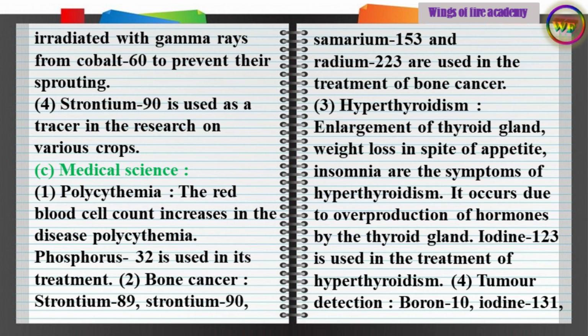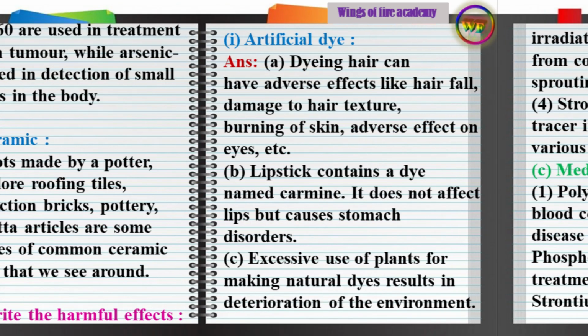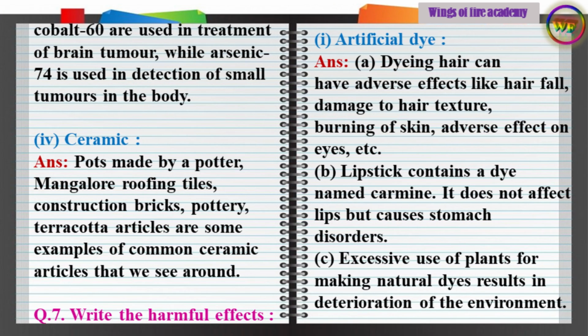3. Hyperthyroidism. Enlargement of thyroid gland, weight loss in spite of appetite, insomnia are the symptoms of hyperthyroidism. It occurs due to overproduction of hormones by the thyroid gland. Iodine-131 is used in the treatment of hyperthyroidism. 4. Tumor detection. Boron, tin, cobalt-60 are used in treatment of brain tumor, while arsenic-74 is used in detection of small tumors in the body.